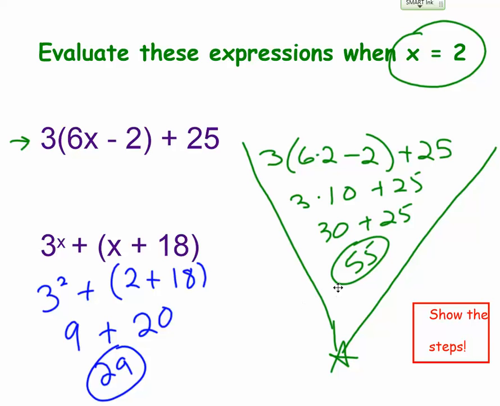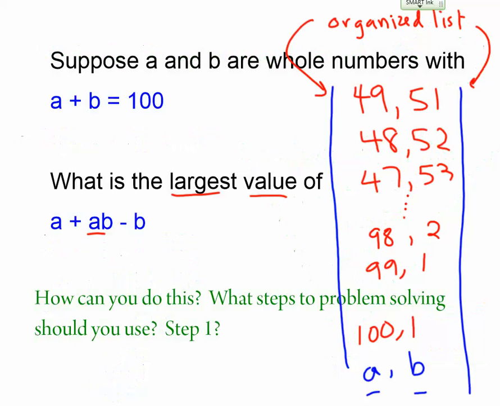That's your simplified solution. And then 3 to the power of x plus 18, substitute your 2 and do your exponent first and your brackets first and make sure you add last. So you get 29. Then we did some problem solving.